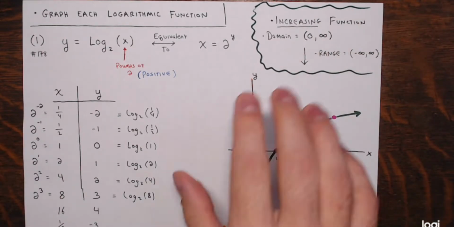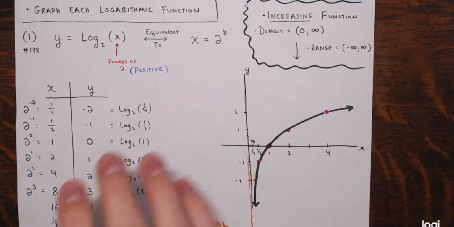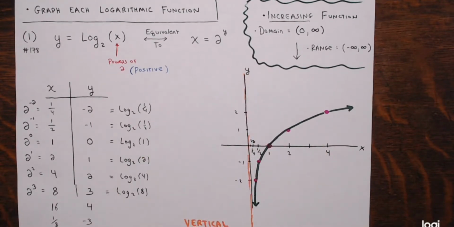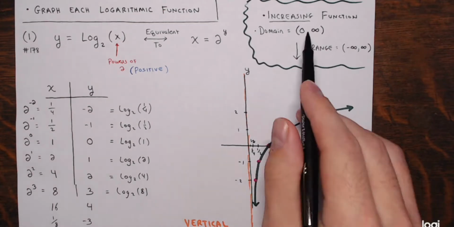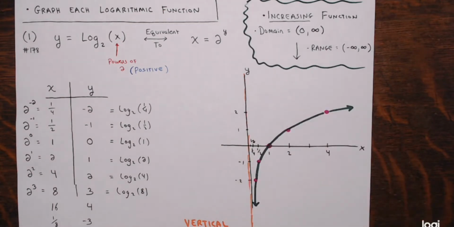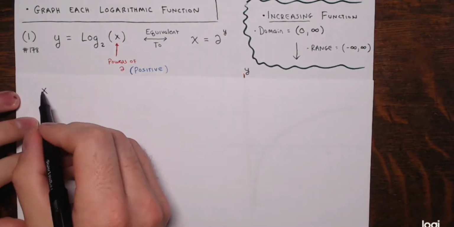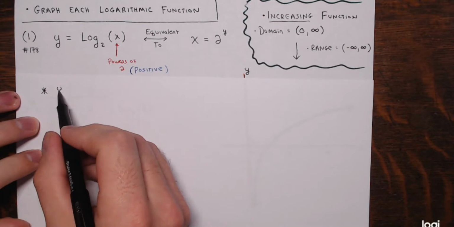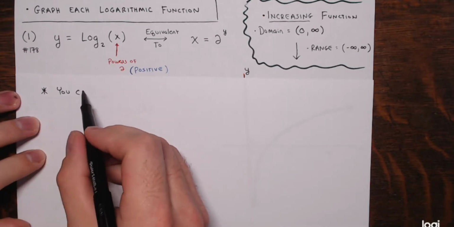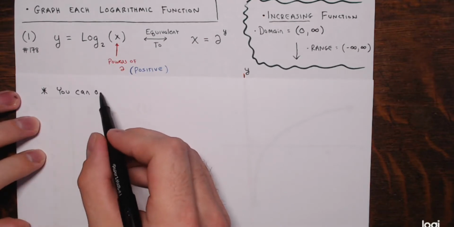But yeah, and before I get to the Desmos site, before I go to the free online graphing calculator at desmos.com, I want to talk about this domain being only positives. That's a big note. You can only take logarithms of positive numbers.